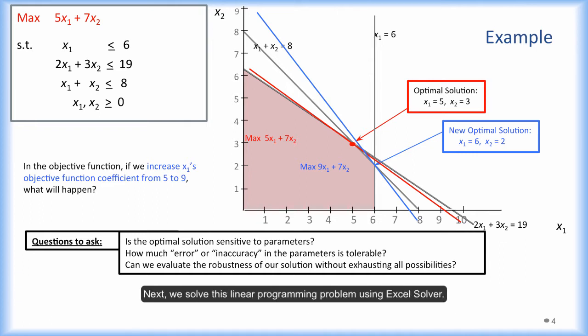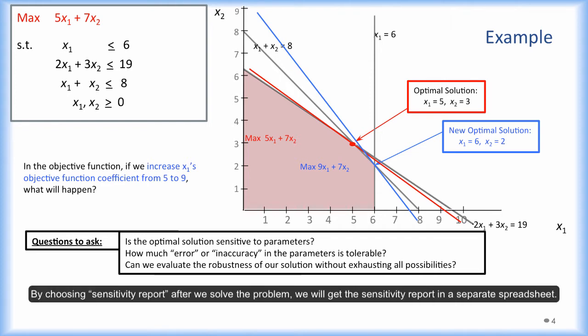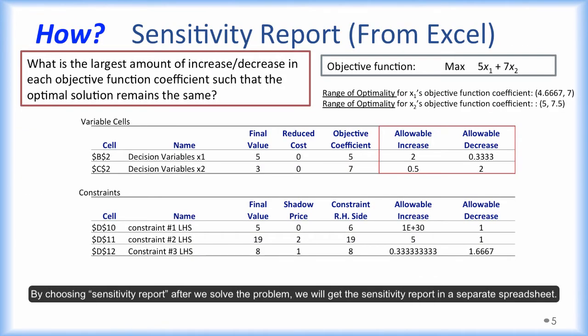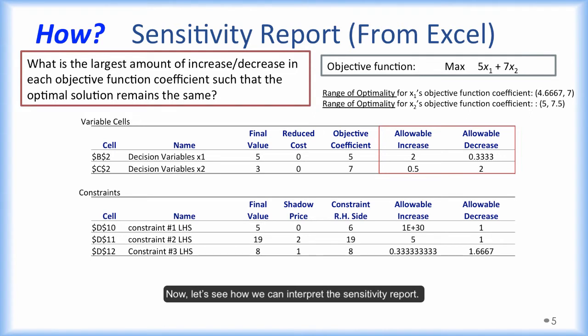Next, we solve this linear programming problem using Excel Solver. By choosing the sensitivity report after we solve the problem, we will get the sensitivity report in a separate spreadsheet. Now, let's see how we can interpret the sensitivity report. We see that there are two tables in the sensitivity report. The first table's title is Variable Cells, and the second table's title is Constraints.